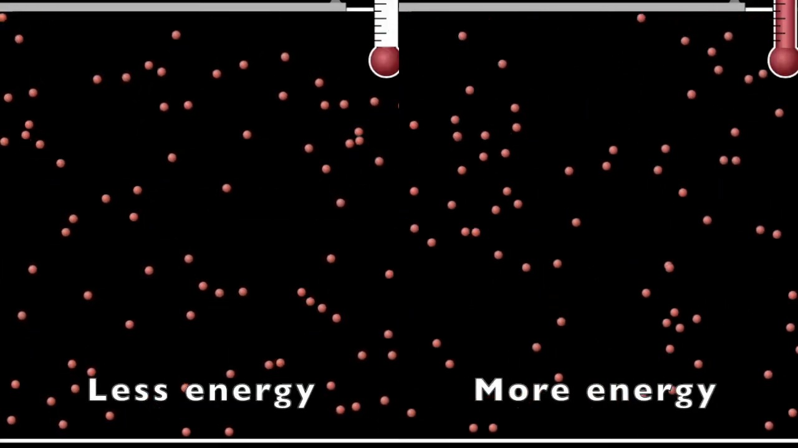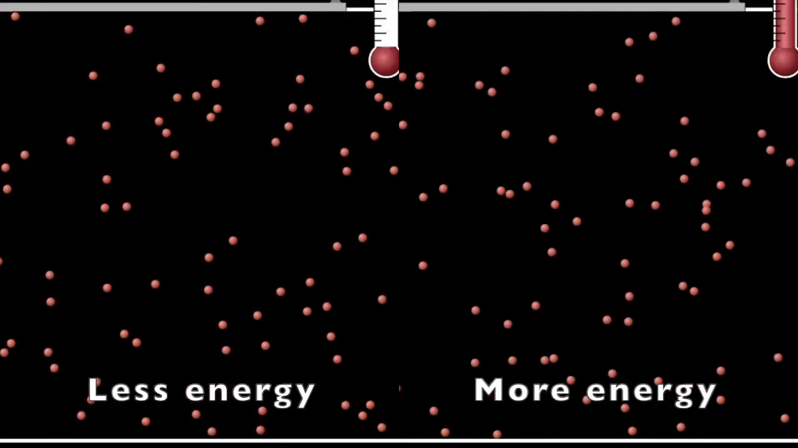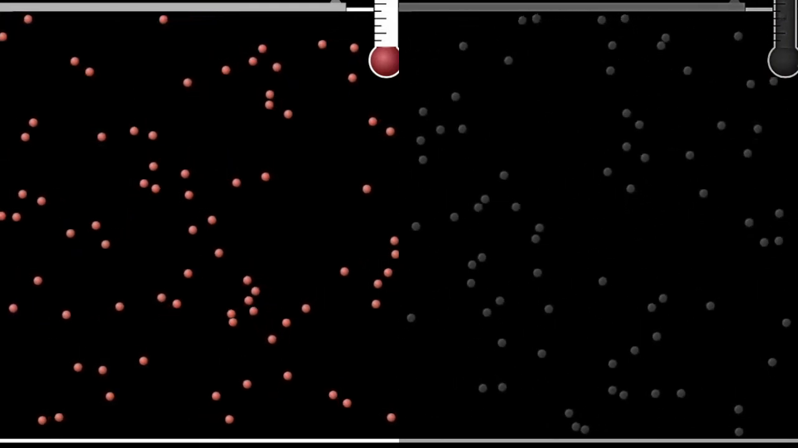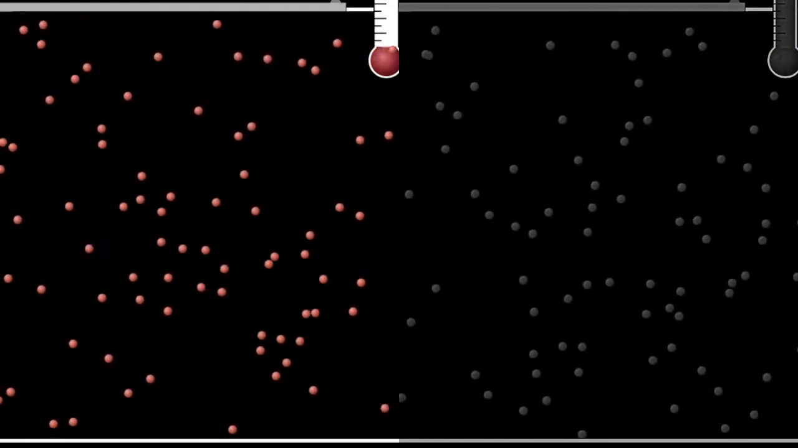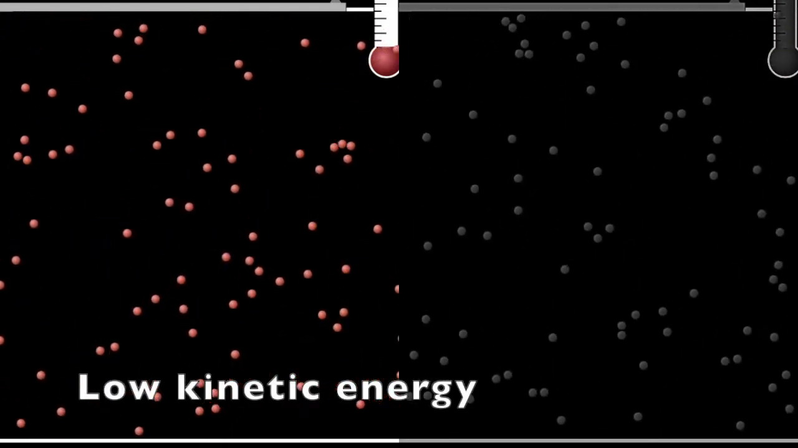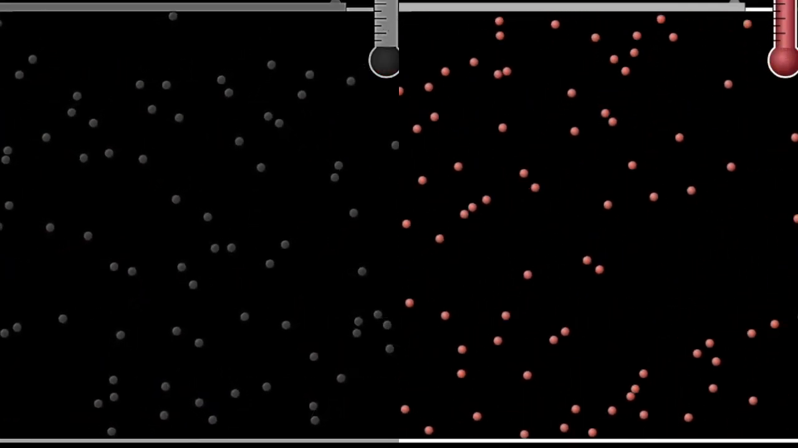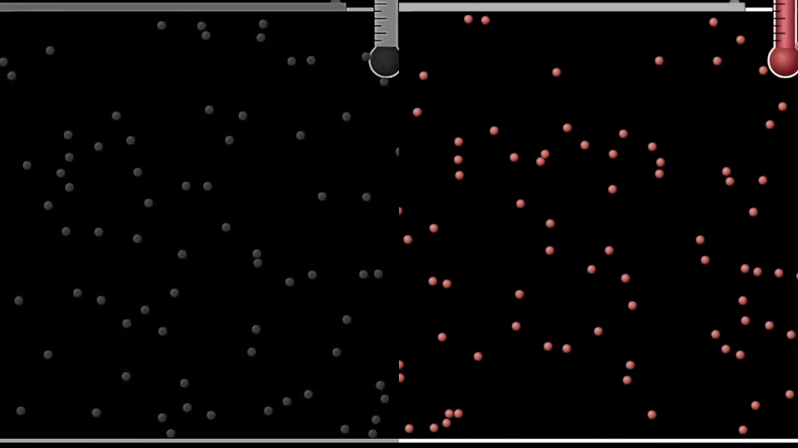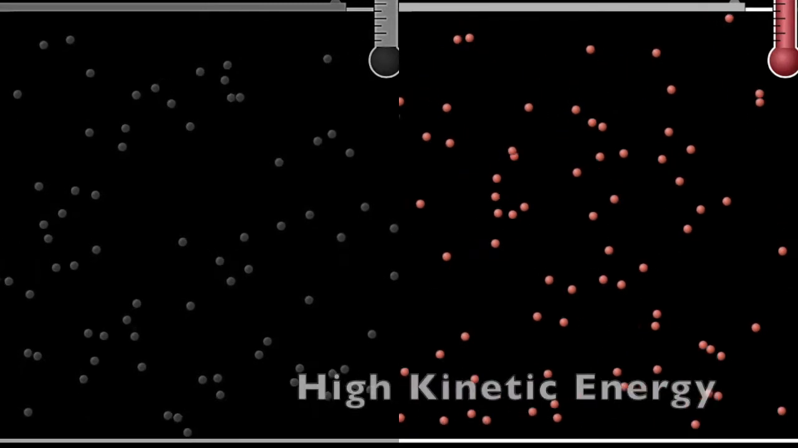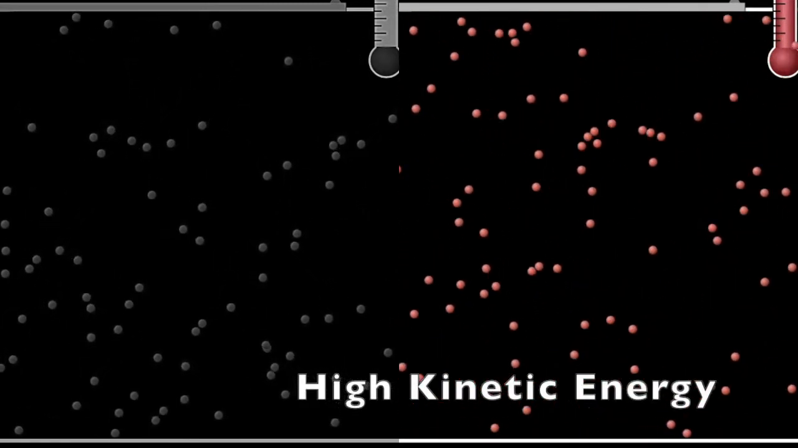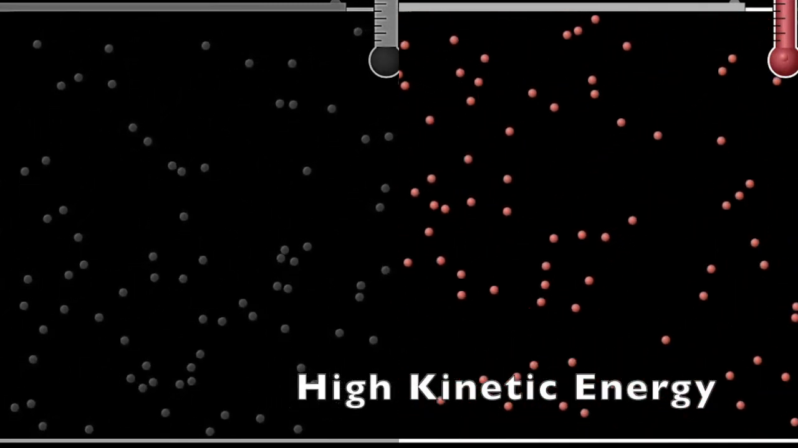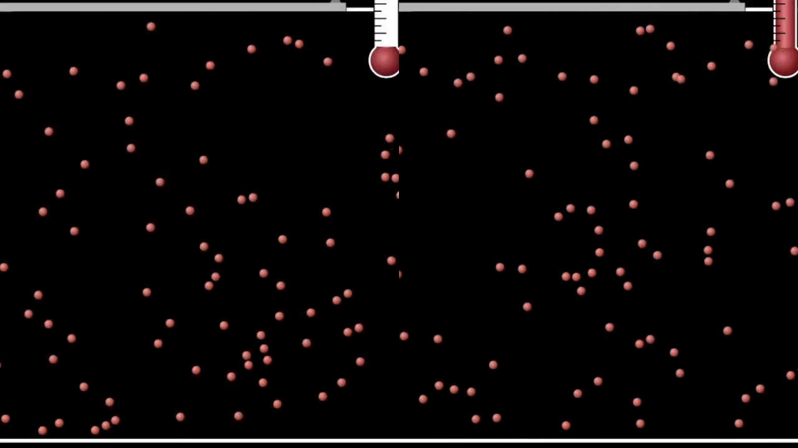And you can see this in this video. On the left, we have particles moving slowly. These particles have low kinetic energy. On the right-hand side, we see particles moving very fast, and these particles have a lot of kinetic energy. They are high-energy particles. Another way to say this is that the faster the particles are moving, the more kinetic energy they have.